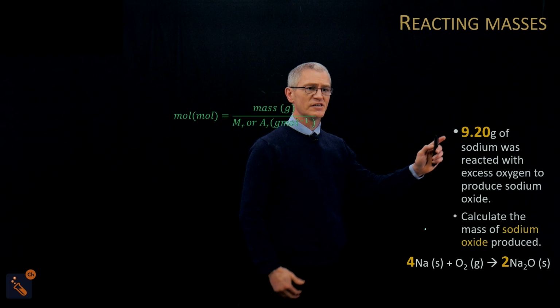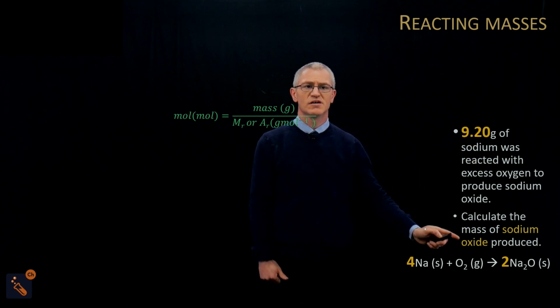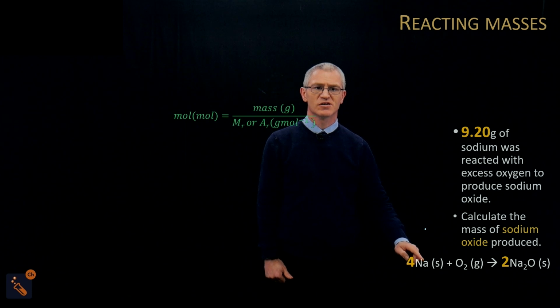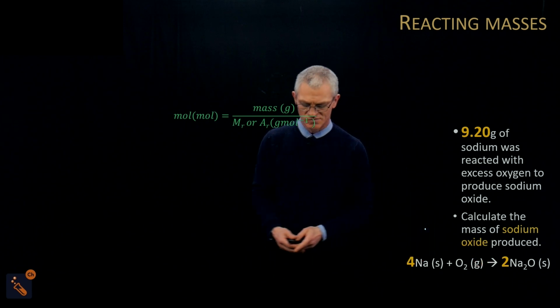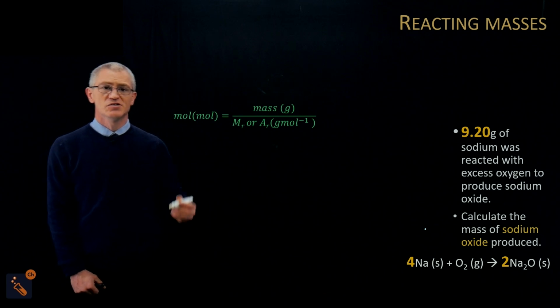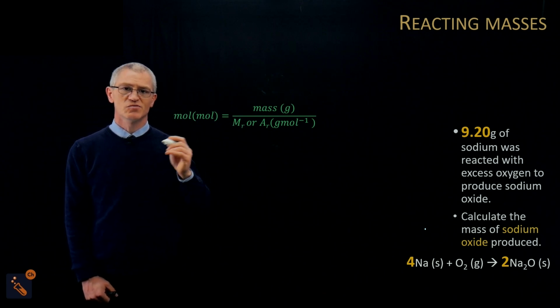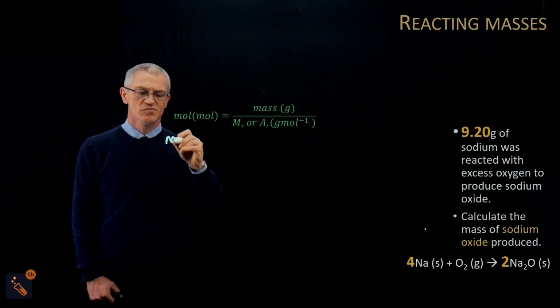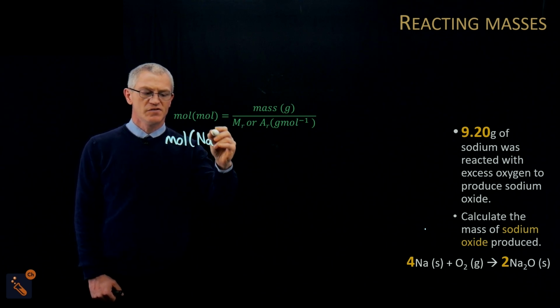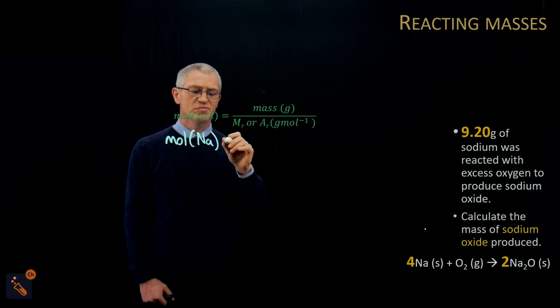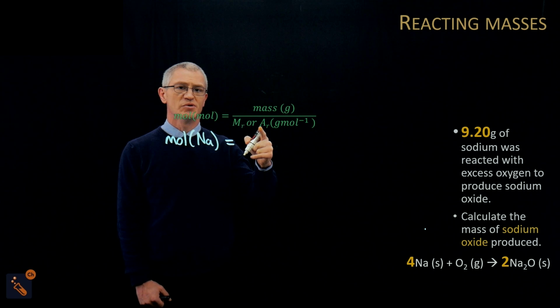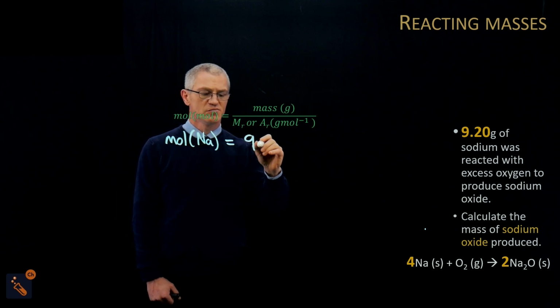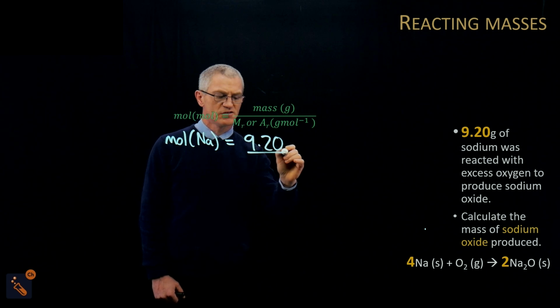We've highlighted again the mass that's important, of the sodium, and the fact we want to look at the sodium oxide. Here is the sodium, and here is the sodium oxide. All we have to do is the same process as before. We work out the number of moles of the element or molecule that we know the mass of. We know the mass of the sodium, so moles of sodium is equal to mass divided by atomic mass. The mass is 9.2, divided by our atomic mass, which is 23.